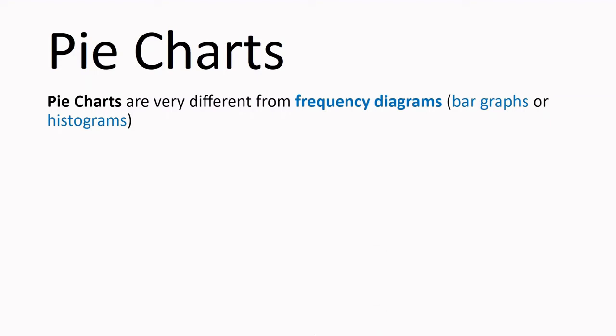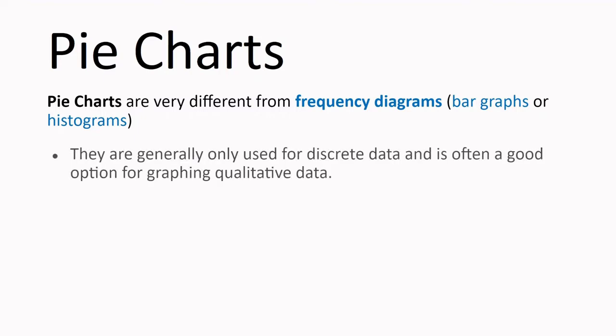While pie charts are just another type of graph used to display your data, they are very different from frequency diagrams like bar graphs or histograms. Pie charts are generally only used for discrete data, and it's often a good option for qualitative data rather than quantitative data. You can graph both types of data on a pie chart, but they're particularly useful for qualitative data, which is non-numerical data. For example, hair color, eye color, favorite type of music.